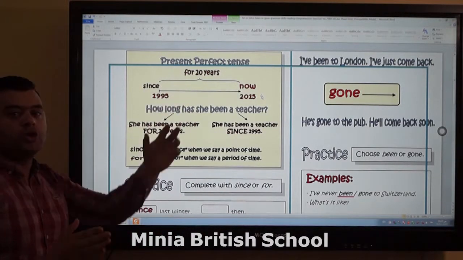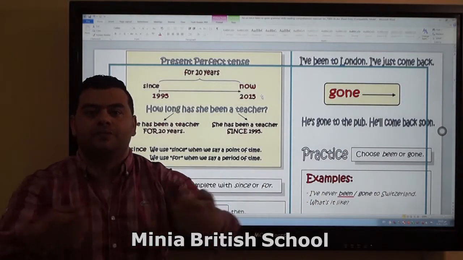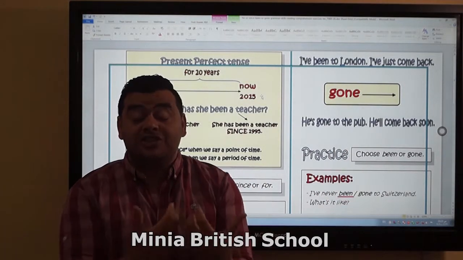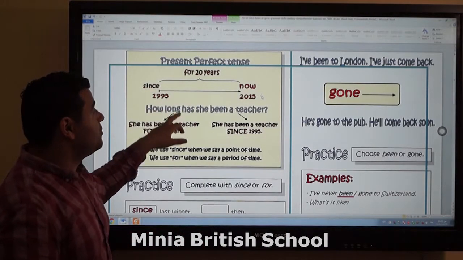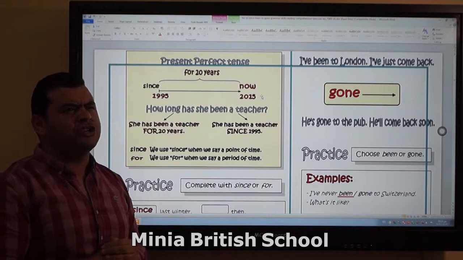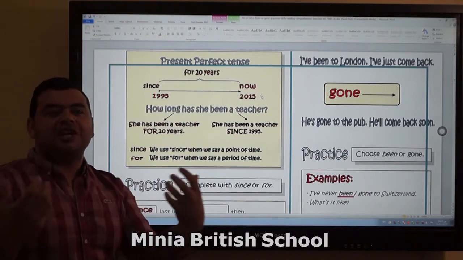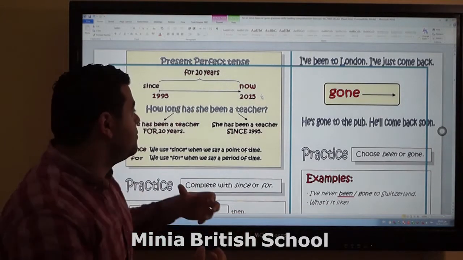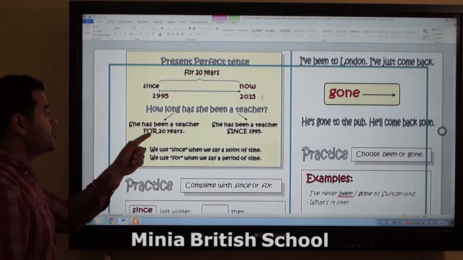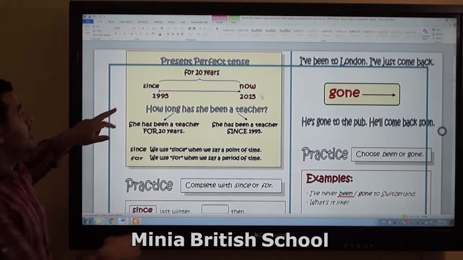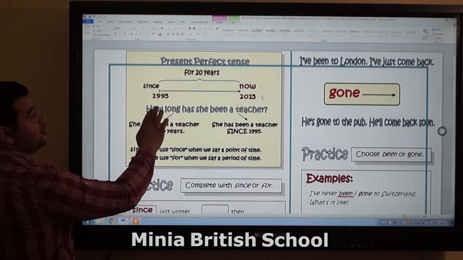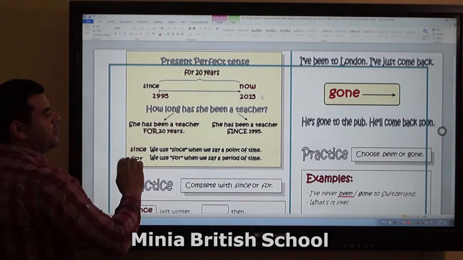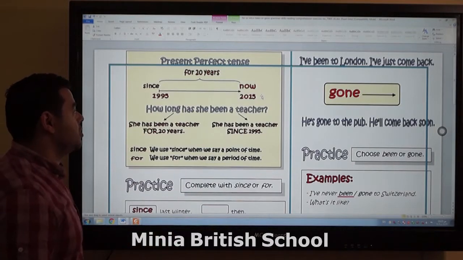But when it comes to for, no, that's the duration. That's the time. So you need to calculate from 1995 to now, and calculate how many years, and then you would change it from since to for. For example, look at this one. She started to work as a teacher in 1995, and she's still working as a teacher.